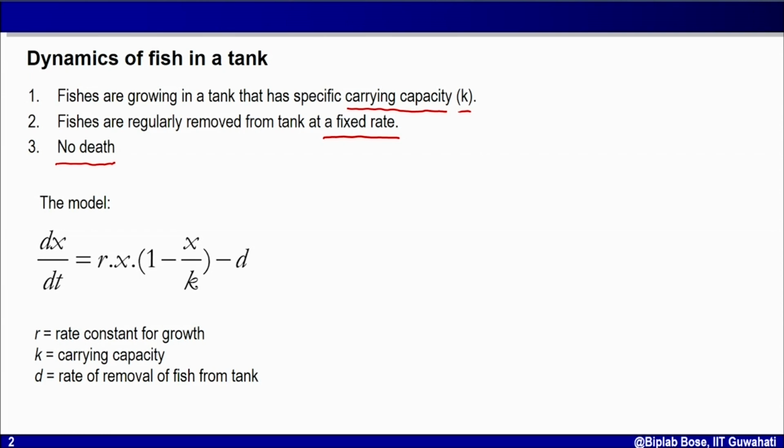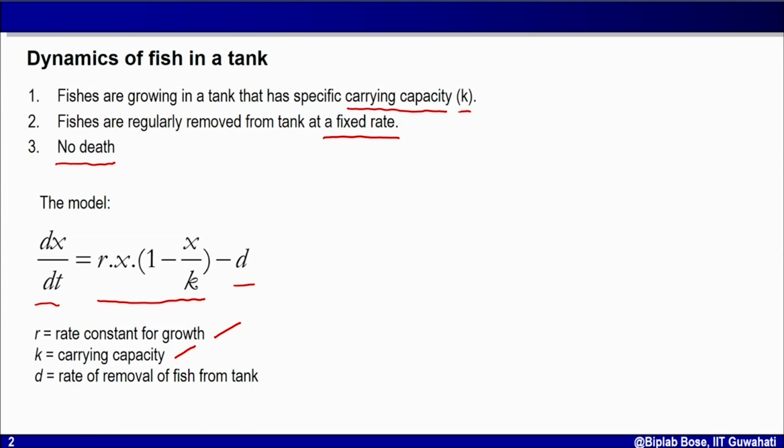So I can write an ODE to represent the dynamics of the fish in the tank as given here. X is the size of the population of fish. So dx/dt, the rate of change in the population of fish, is equal to r times x times (1 minus x by K) minus d. You can recognize this first part is nothing but the logistic growth model. So r is the rate constant for growth of the fish, K is the carrying capacity, and x is the population size. D is the rate of removal of fish from the tank and it is a constant rate.